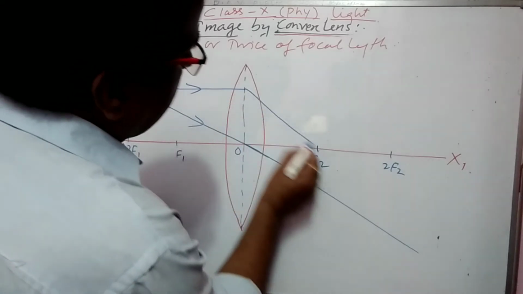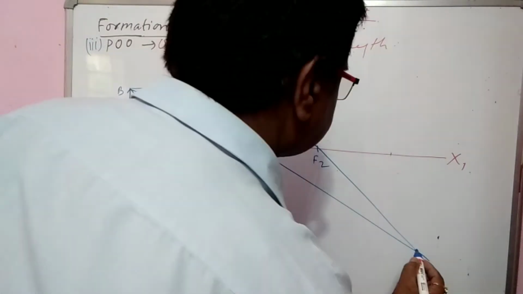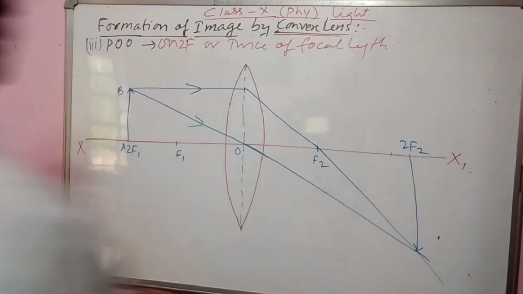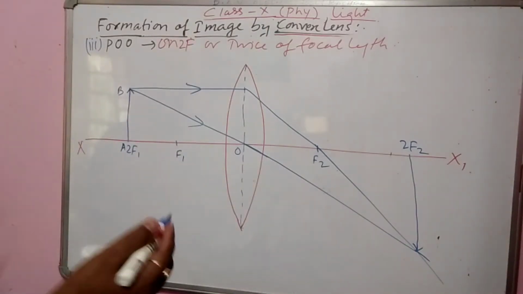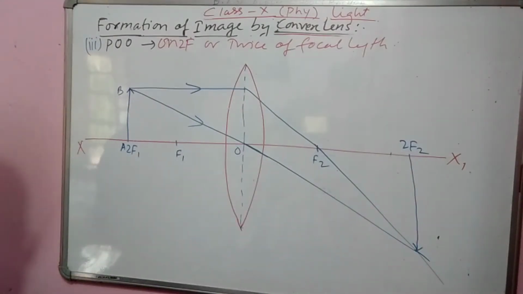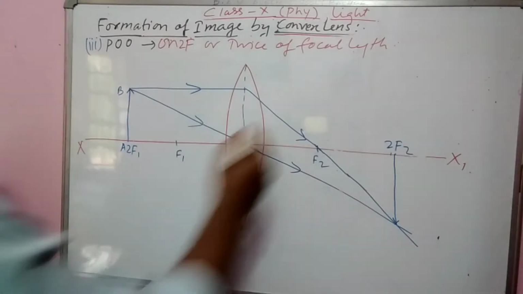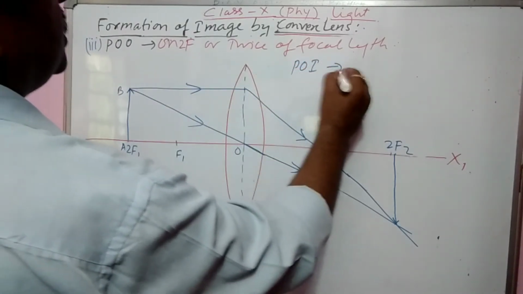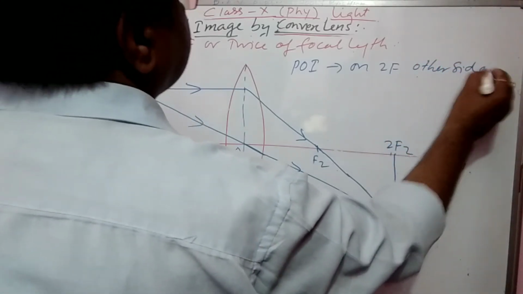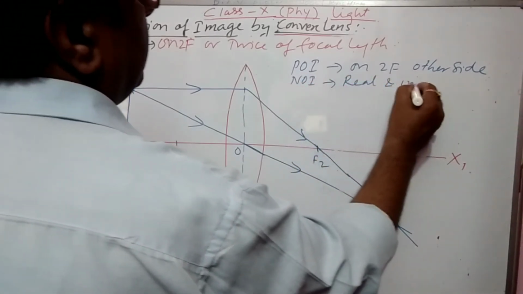If we draw it, we will see here that the image is formed at 2F2 on the other side. I have drawn it here freehand. So this is the ray diagram. Now we can write the position of image: on 2F, other side. Nature of image: again it is real and inverted.